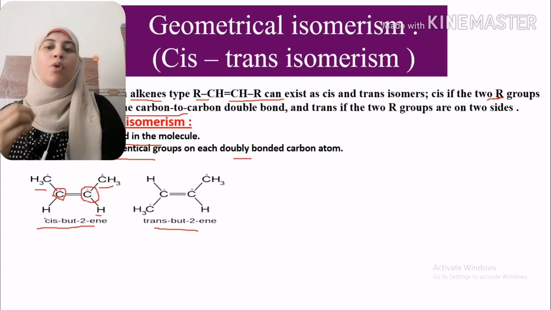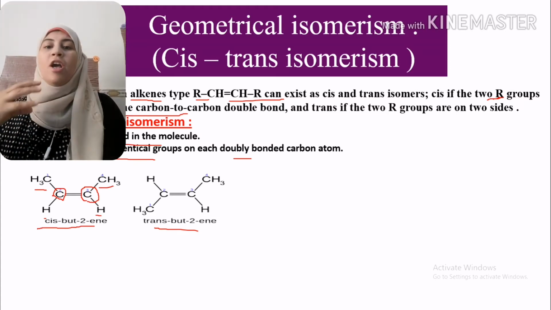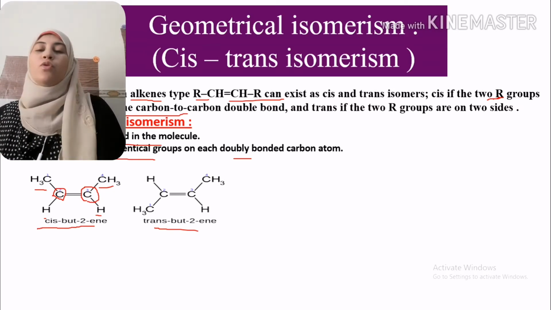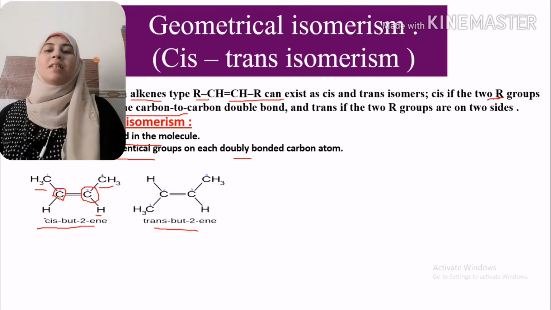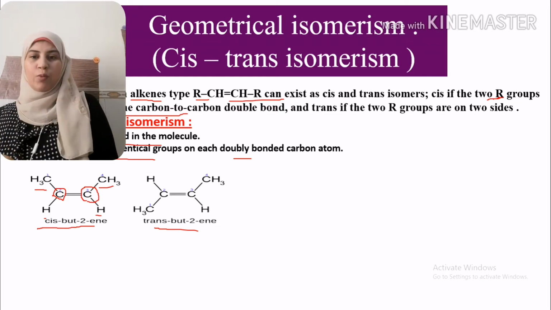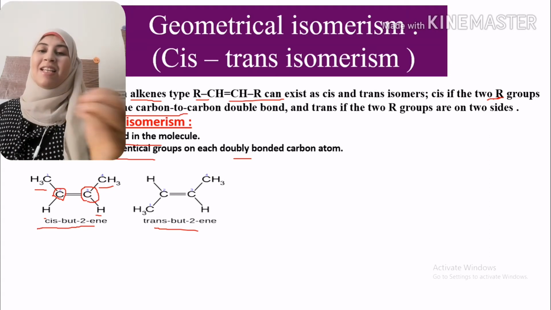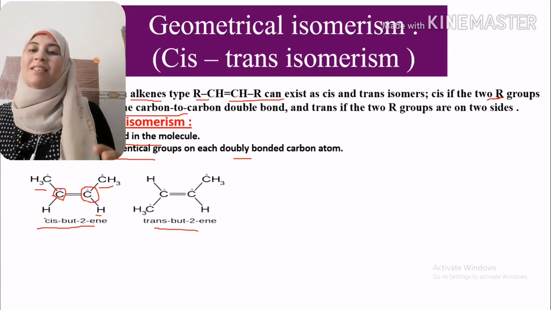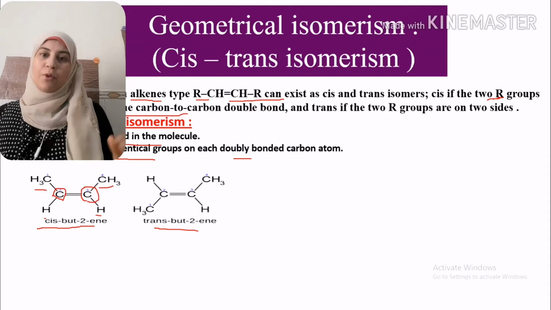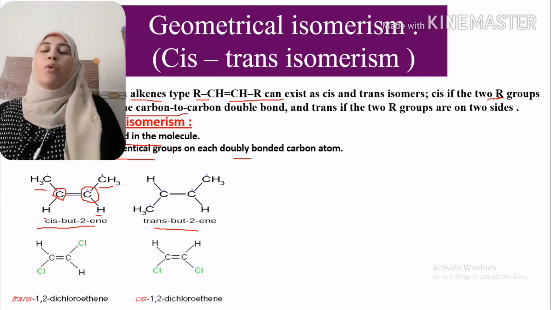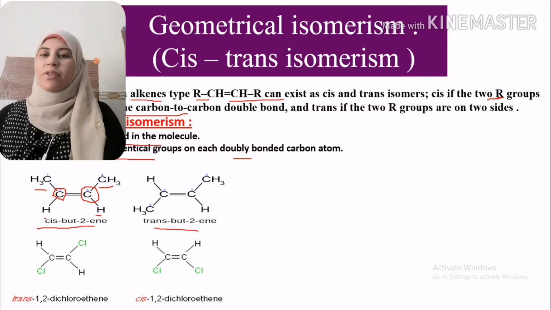So we can have cis and trans, but our rules are in the compound. The first rule, we have restricted rotation. To have restricted rotation, we must have a double bond, we must have an alkene. The second one, we have two non-identical groups on each double bonded carbon atom. We have two different groups on each carbon atom.